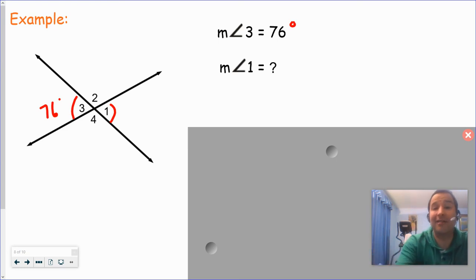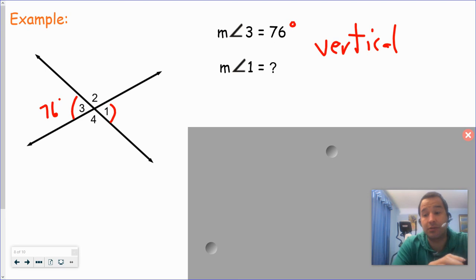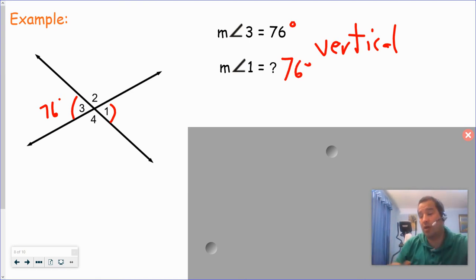Well, if you remember, first of all, angle 3 and angle 1, what is a name for them? They are vertical angles, okay? Vertical angles. And vertical angles, remember what we said? If not, look at your notes. Vertical angles are congruent. Therefore, this would be 76 degrees as well, okay?